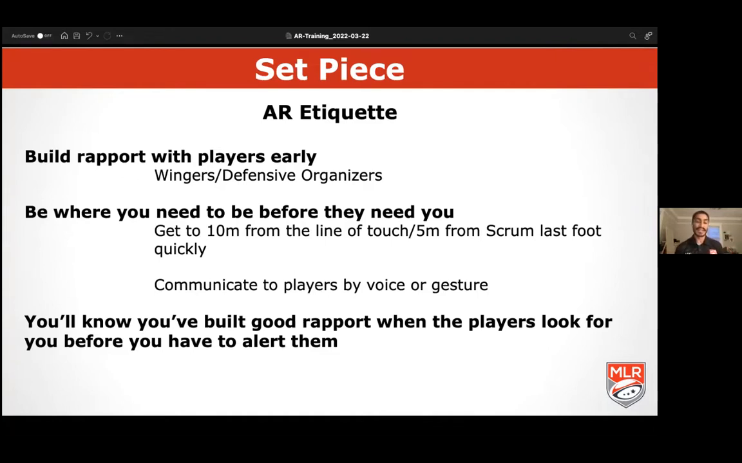So getting the defensive players 10 meters from the line of touch or 5 meters from the last foot at the scrum. You want to build rapport with the players early, talk to the wingers early, let them know that you're there, that you're helping them to be onside so that they can work with you. If there's defensive organizers, maybe the 13, maybe the 10, get their attention as well. My biggest thing here would be where you need to be before they need you to be there. So get to that 10 meters from the line of touch, jog there as quick as you can before the players get there, set yourself up 5 meters from the last foot at the scrum quickly, and communicate to the players by voice, by gesture.